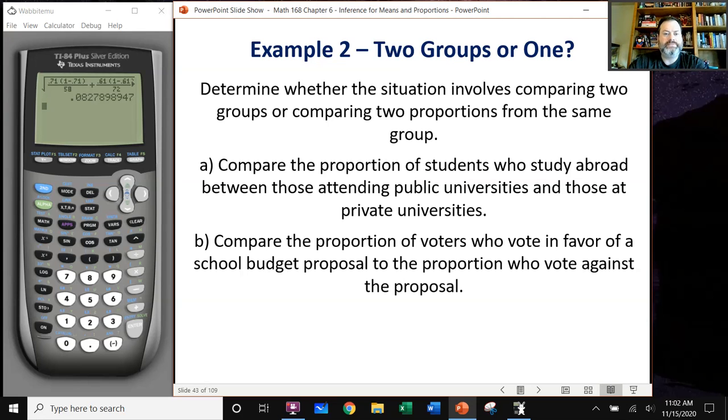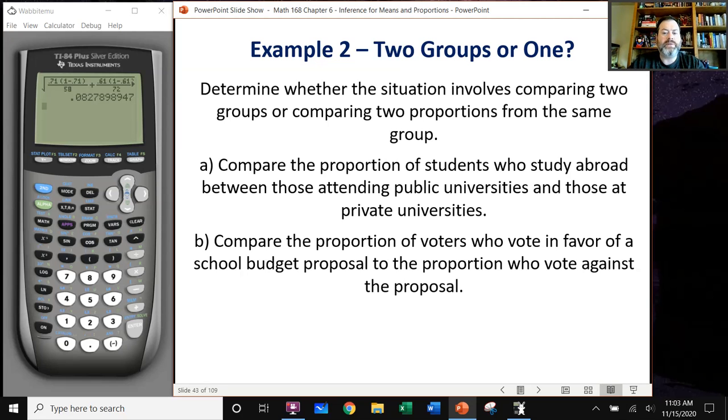So for part A here, compare the proportion of students who study abroad between those attending public university and those at private universities. So we're comparing the same response variable category, studying abroad or not, and then we have a categorical explanatory variable here, that's the type of university. So if you have a categorical response and a categorical explanatory variable, that's a difference in proportions. So that would be 2 groups for part A, right?